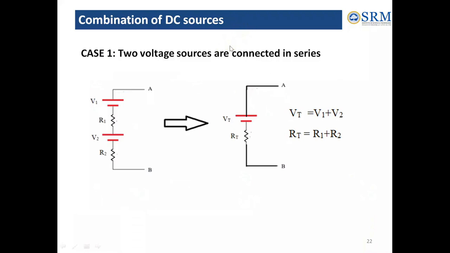Now we are going to see the combination of DC sources. Till now we have seen what an ideal voltage source, ideal current source, practical voltage source and practical current source are, and then how to transform the sources. Now we are going to see the combination of them.